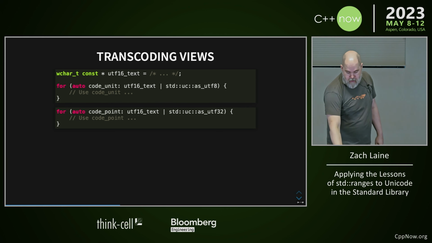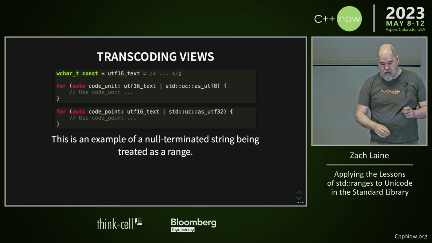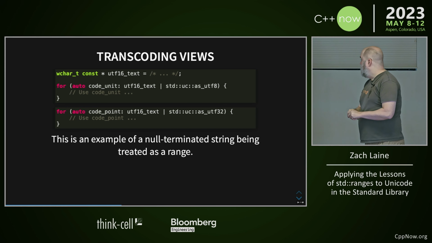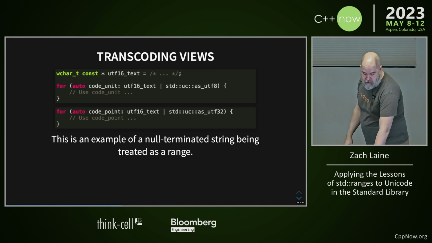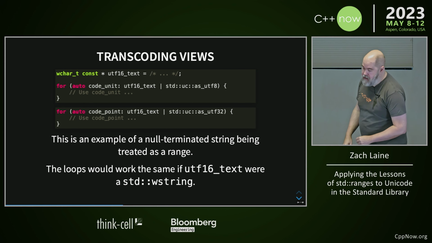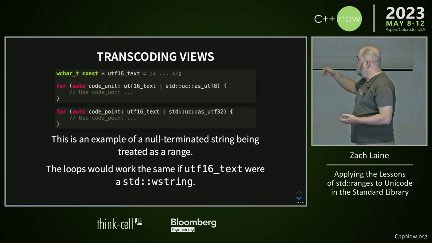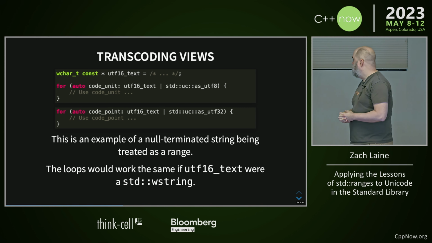Okay. And so this again is another example of a null terminated string being used as a range. And obviously the same thing would work if it wasn't a wchar_t star, if it was a wstring or a std string or what have you. Okay.